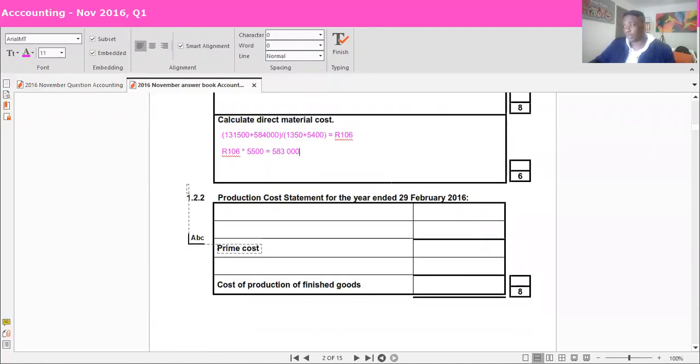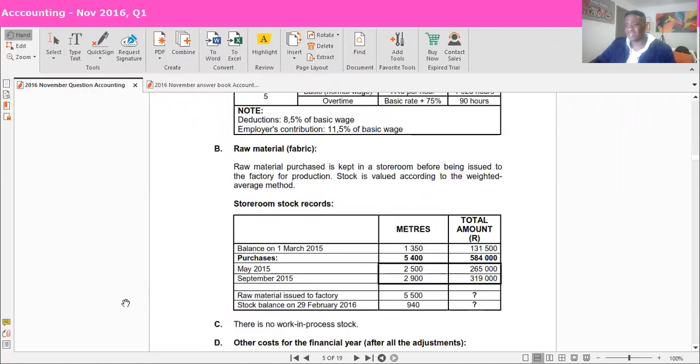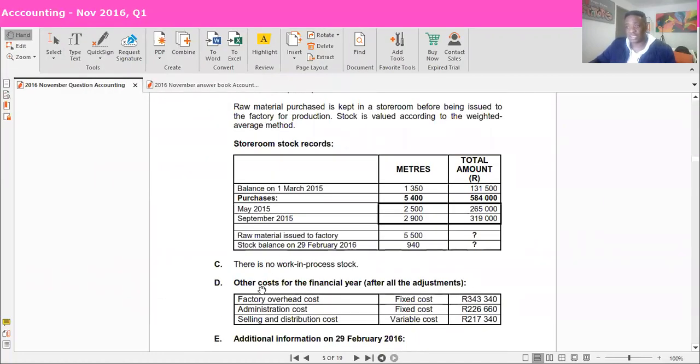And then the following question says you have to do a production cost statement. This is an easier one because there's information here that says there's no work in process stock. So the only things you have to worry about are the direct material cost, direct labor cost, and factory overheads. And if you see this information, they've already given the factory overhead. So we don't really have to work anything out.